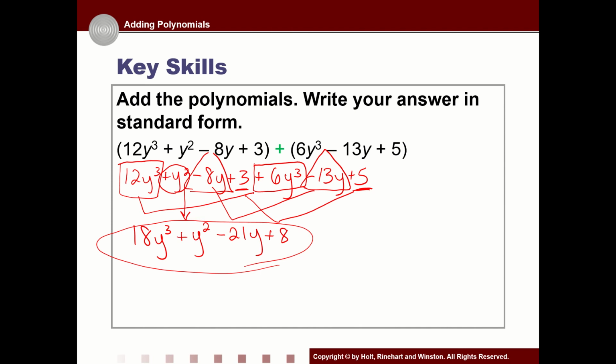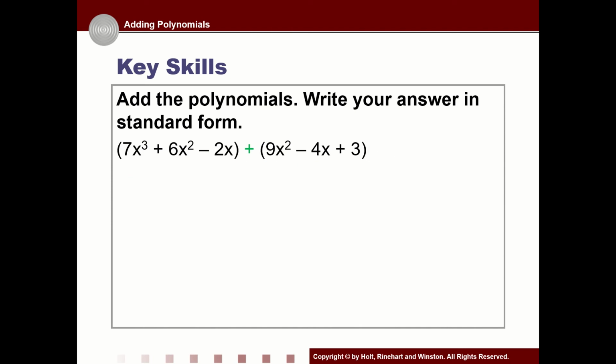Let's take a look at another one. Add the polynomials, write your answer in standard form. So first step is to rewrite the problem without the parentheses. Okay, so I'm making sure that all my signs are the same. I just dropped the parentheses.